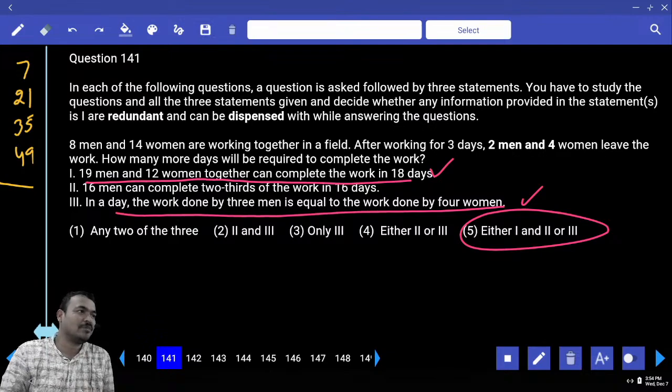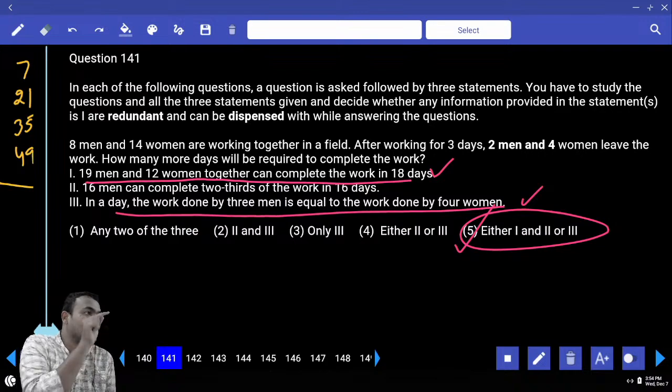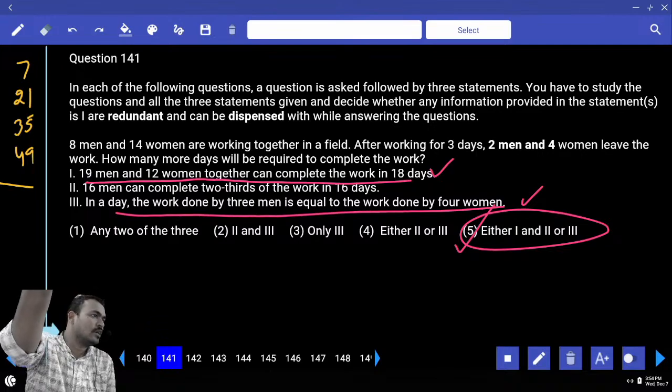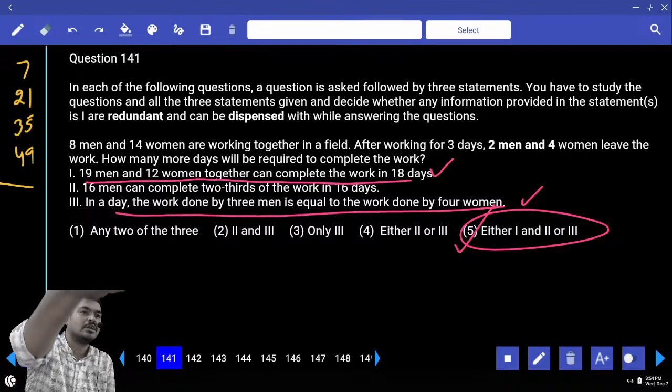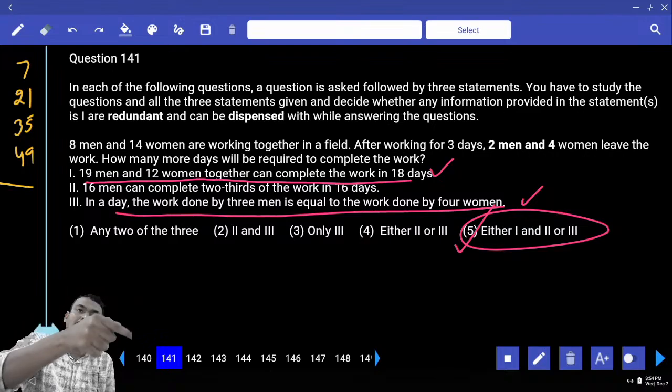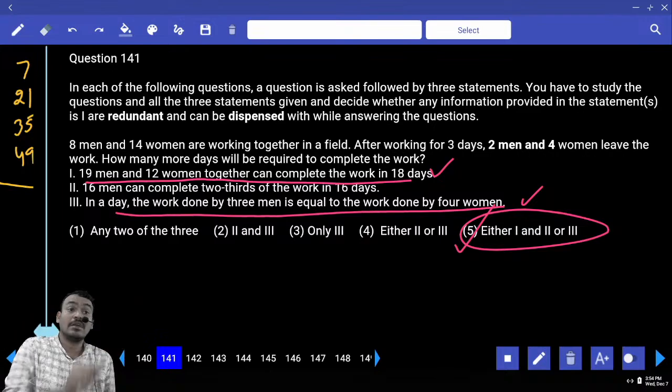Any 2 of the 3 means 2 statements are redundant, right? Any one of the 3 means the answer is any one of the 3, right? In that case do we choose the fifth option or the first option? The fifth option, right? Any one of the 3 is redundant, right? If the first and second are taken, which one is redundant? The third one. If the second and third are taken, which one is redundant? The first one. If the first and third are taken, which one is redundant? The second one. Any one of the 3, right?